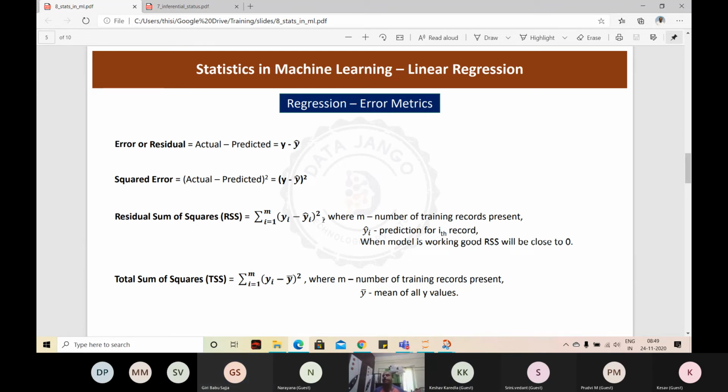If I have to say my model is working good, should the number be close to 0 or a big number? Close to 0, right? Because y and y cap for all the records are close to each other, you get all the numbers close to 0. And the total is also going to be close to 0. But how close? You don't know, right?